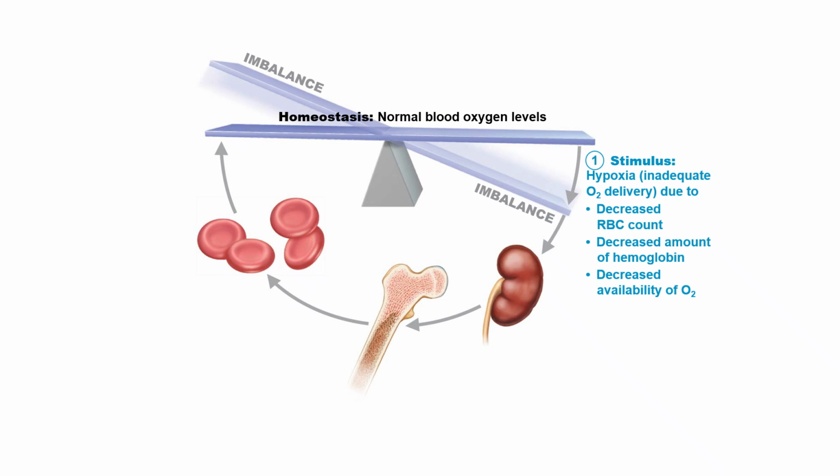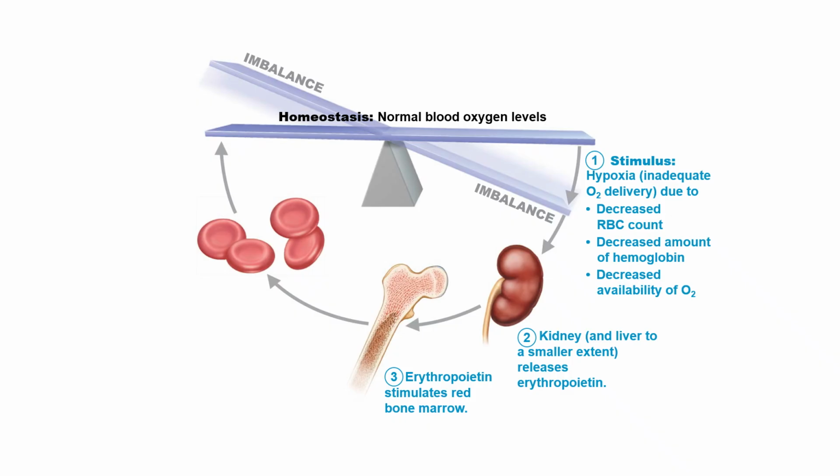So here is an illustration of the negative feedback that occurs when we are in need of more red blood cells. The stimulus is hypoxia, and that could be due to a decrease in the number of red blood cells, a decrease in the amount of hemoglobin, or just availability of oxygen. This is going to cause the kidneys to release erythropoietin. Erythropoietin is going to stimulate and target the red bone marrow so that we can initiate the production of red blood cells. Erythropoietin is going to cause an increase in erythropoiesis, which is going to increase the amount of red blood cells, tipping that balance back to what is needed by the body.